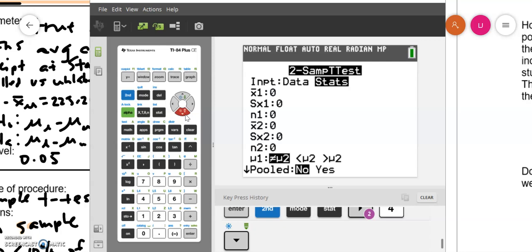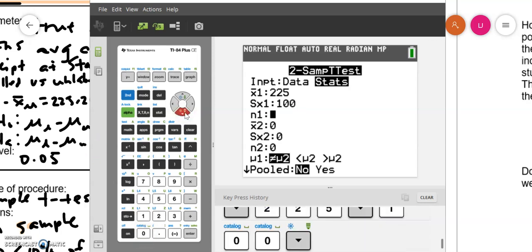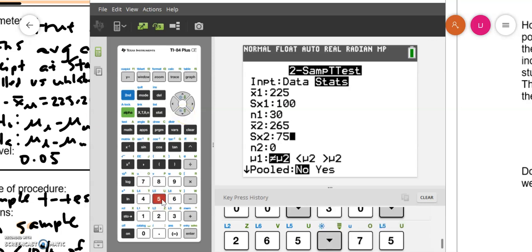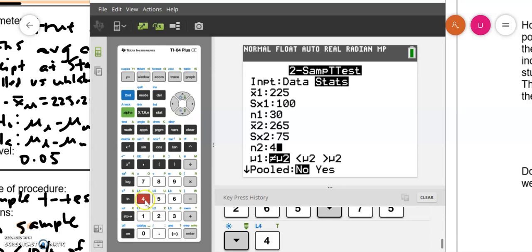Our X bar 1 was 225. S1 was 100. That first sample size was 30. Yes, 30. X bar 2 is 265. Second standard deviation is 75. And our second sample size was 40. We want it to be less than. Now you see this, gotta choose the less than, hold on.